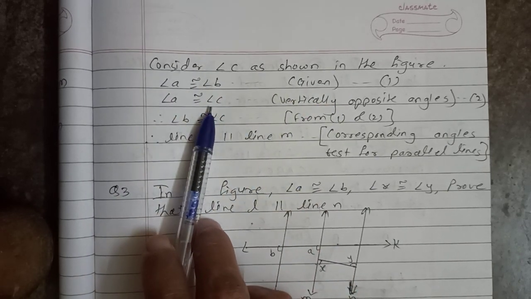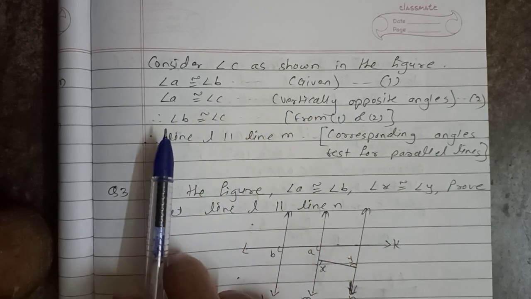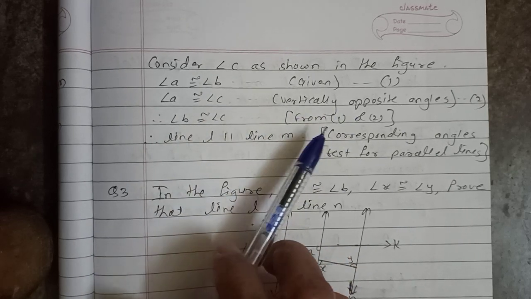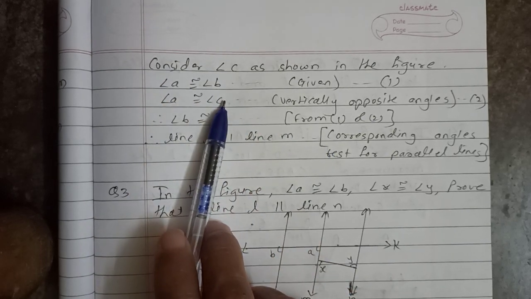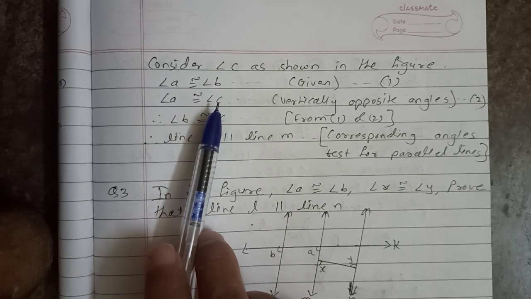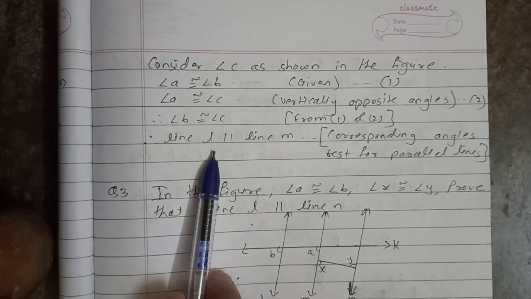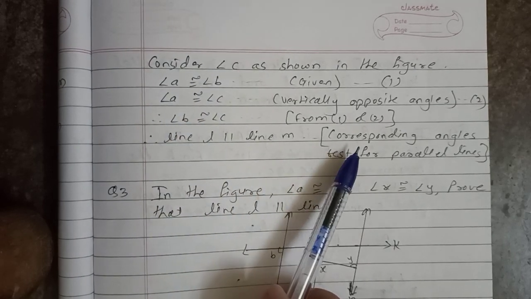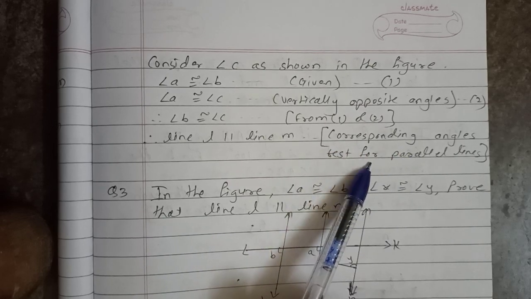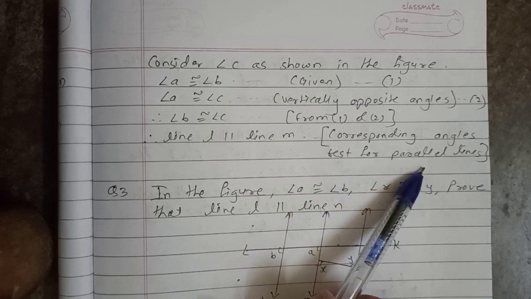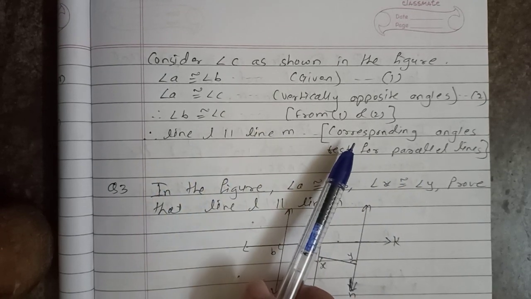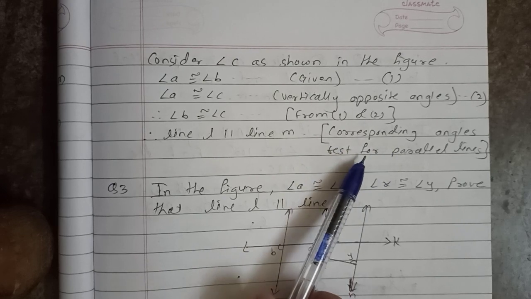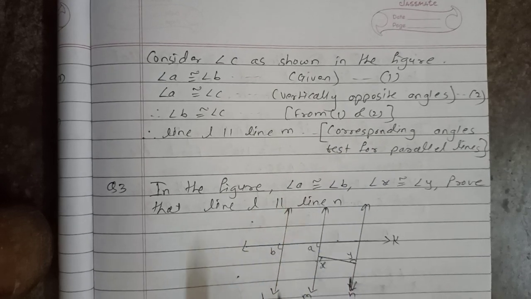Angle A is congruent to angle C, vertically opposite angles. Angle B is congruent to angle C from 1 and 2. A is congruent to B, A is congruent to C, therefore B is congruent to C. Therefore line L is parallel to line M by the corresponding angle test for parallel lines. In the first example, we used the interior angle test. In the second example, we used the corresponding angle test for parallel lines. Now let us see question number 3.